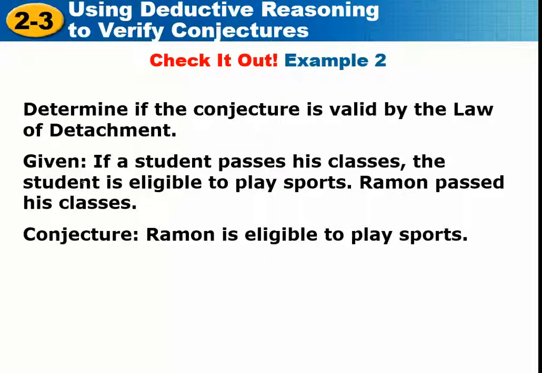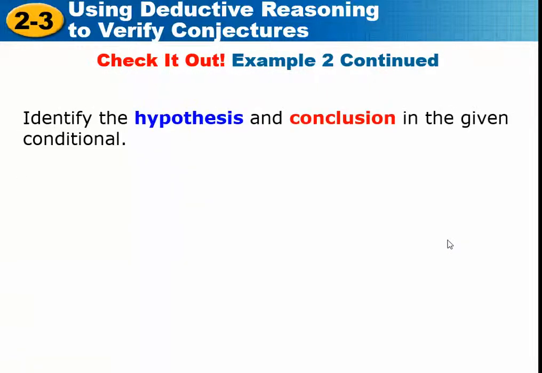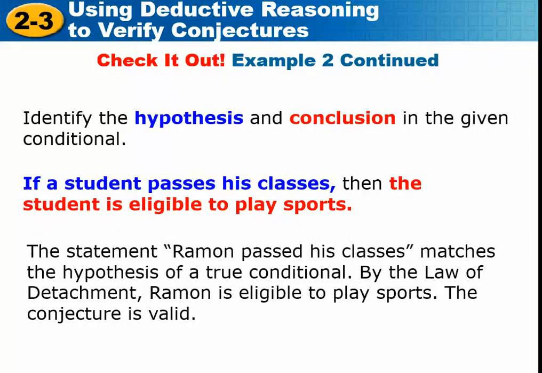Okay, here's another one. If a student passes his classes, the student is eligible to play sports. Ramon passed his classes. The hypothesis of the statement matches the given information. So that means that we can assume that the conclusion is true. The student is eligible to play sports. Ramon is eligible to play sports. Valid. That is valid by the law of detachment.